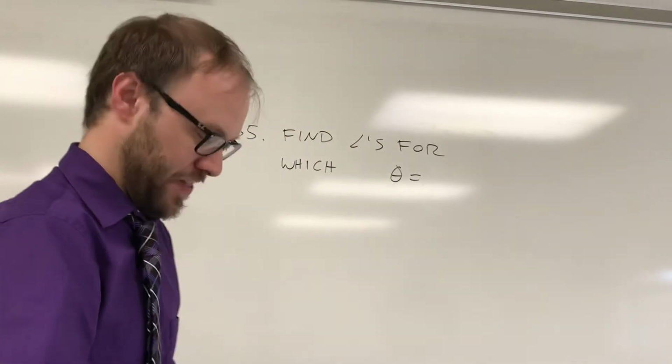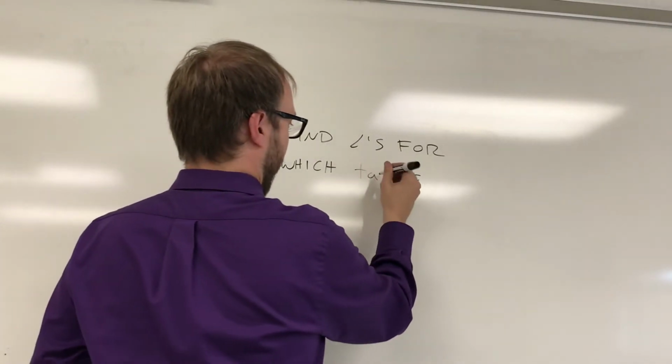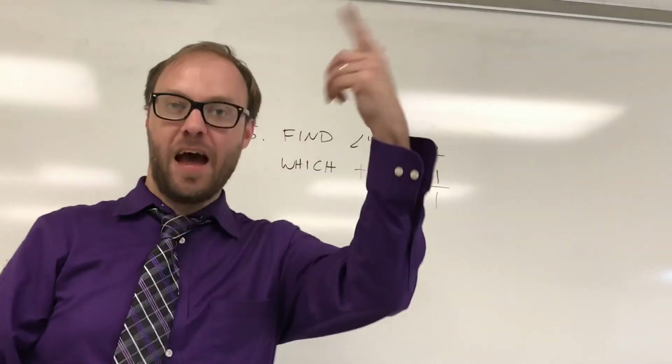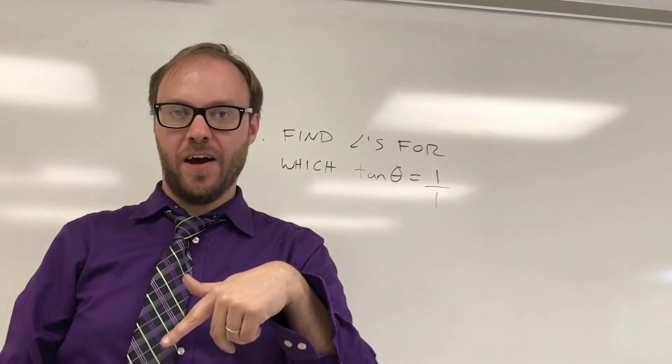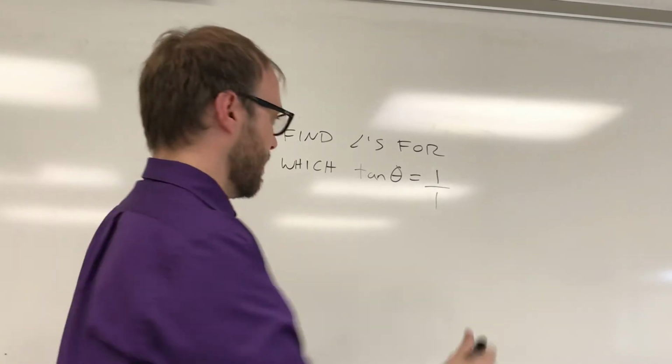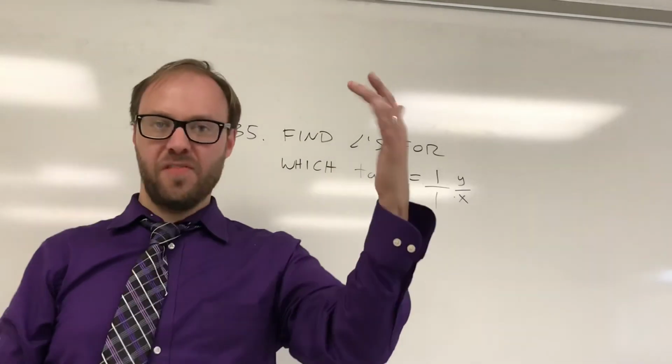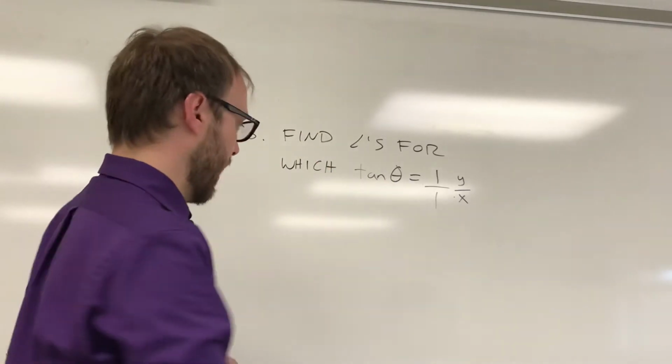Tangent of theta equal to 1. Well, if I'd done tangent of theta equal to 1, of course that's 1 over 1. Tangent is opposite over adjacent. And I could use that setup, but I think I'm going to use y over x instead. And again, you could do 2 over 2, you could do 3 over 3, and so on.